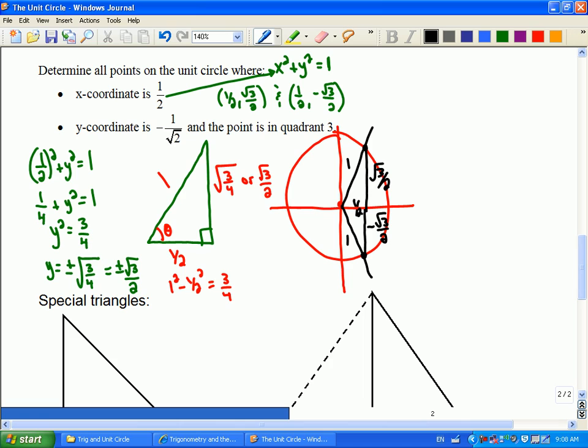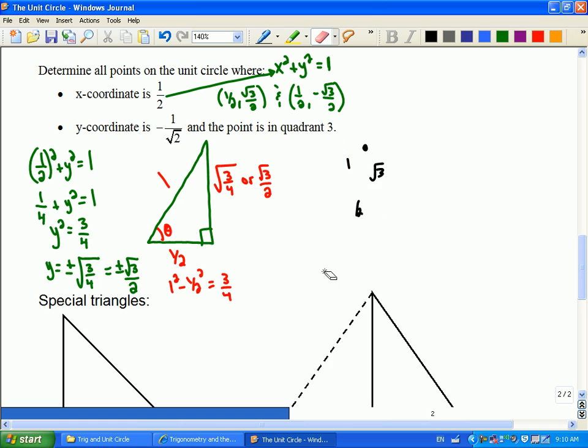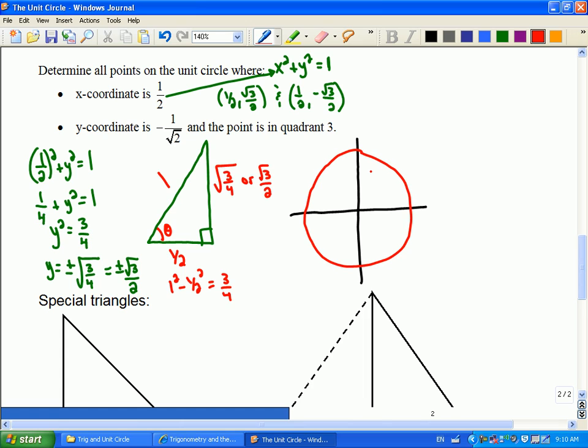If the y-coordinate is negative 1 over root 2 and the point is in quadrant 3, what point am I talking about? Okay, so I'm going to have to move some of this out of the way here just so we can discuss. So get rid of this for now. It's always a good starting point to get some thoughts on the paper. So the thing I would do, if you're still trying to get the hang of this, which I imagine is most of us, is to start with the unit circle and draw it, right?